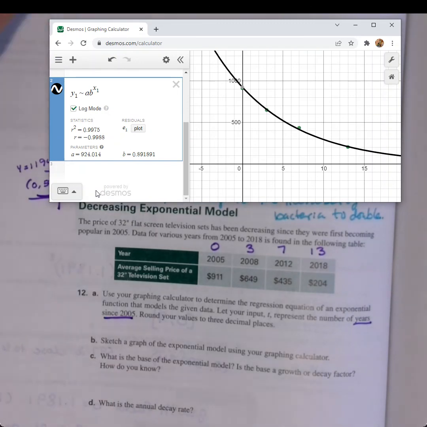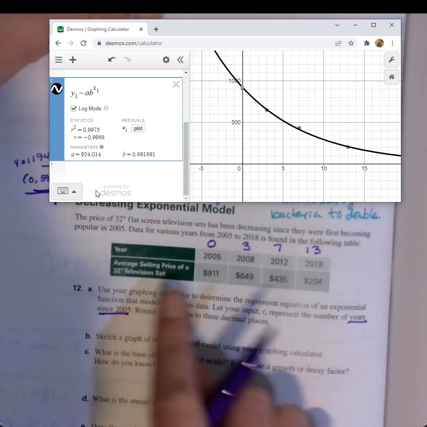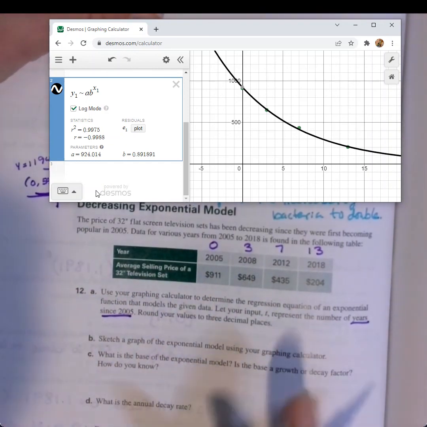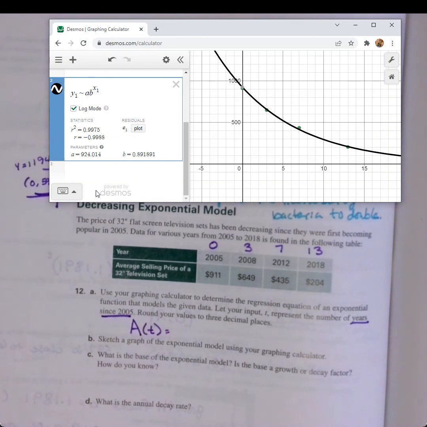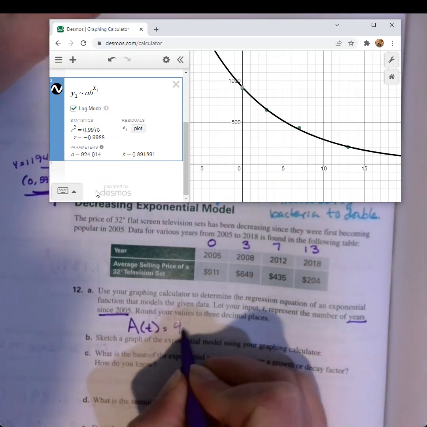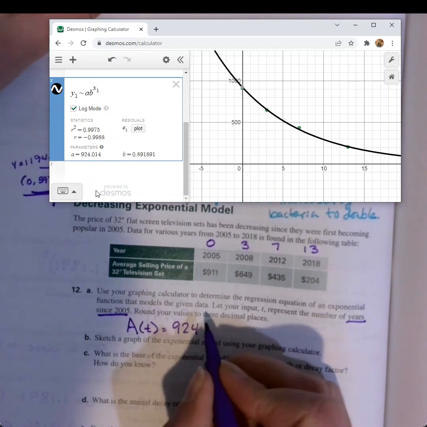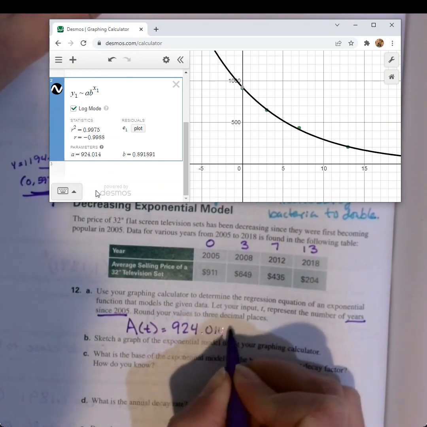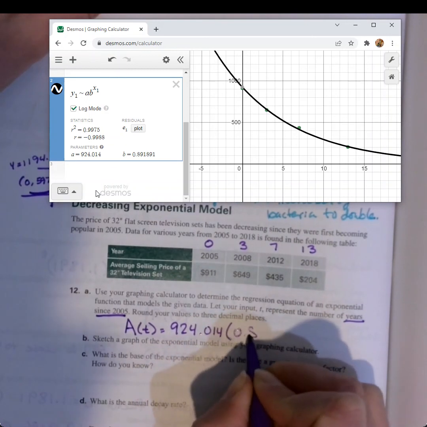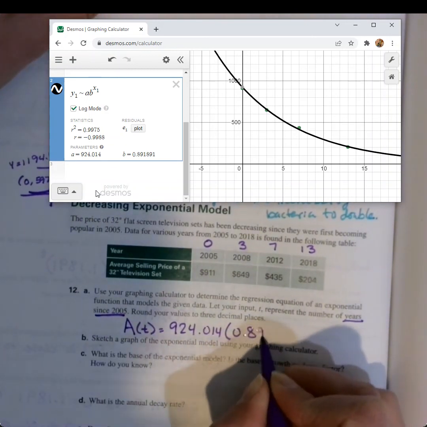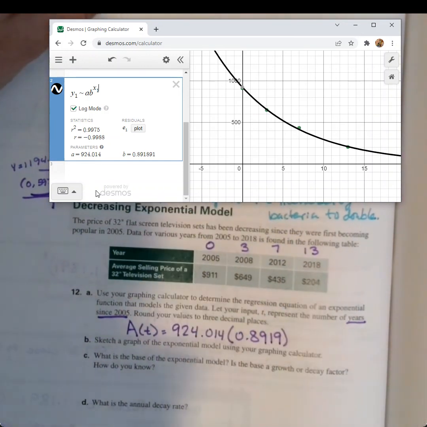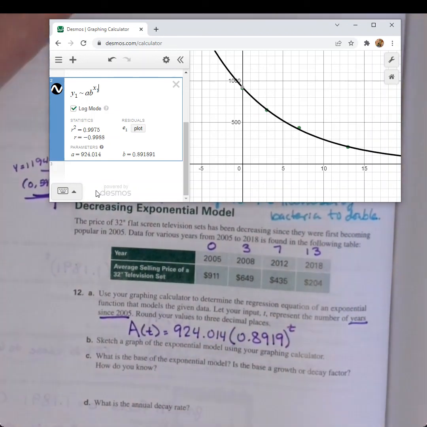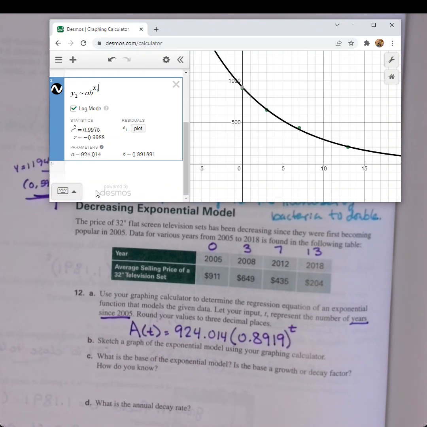And what are we doing? We are writing this as, they don't really say, I'm going to call it A for the average selling price of T equals 924.014 times 0.8919 to the T. Sketch, done.